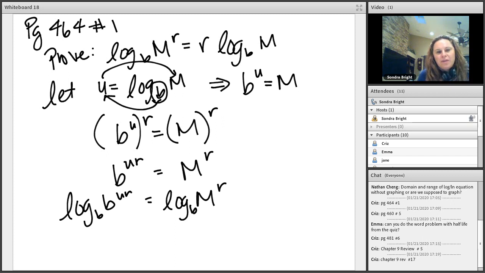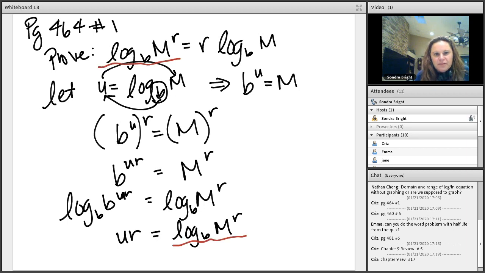And both of these I'm going to do base b, by the way. Log base b of b to the ur. And I do that so that then I can say, okay, well then that means ur, because log base b of b cancel out, is equal to log base b of m to the power of r. So close, I'm almost done, because right now I've got log base b of m to the r on both sides.